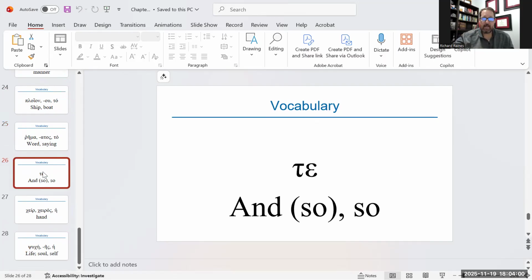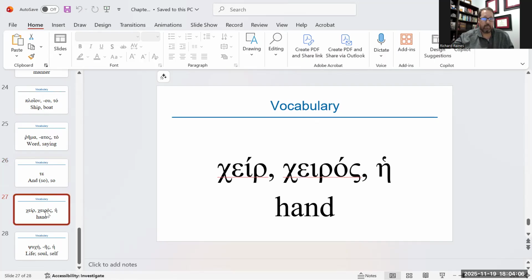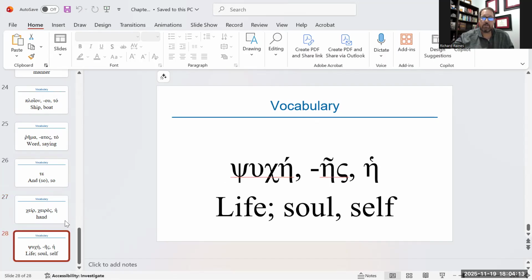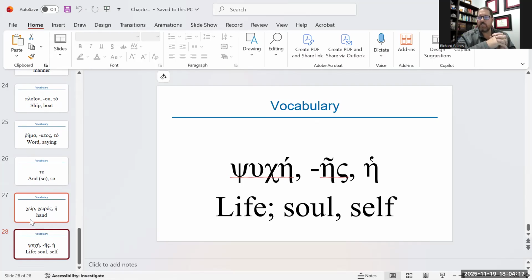De means and, or so, and so. Cheir, or cheiros, means hand. And psyche means life or soul. Think of psychology, dealing with the inner self. Life, soul, self, psyche. Okay, so that is chapter 14.